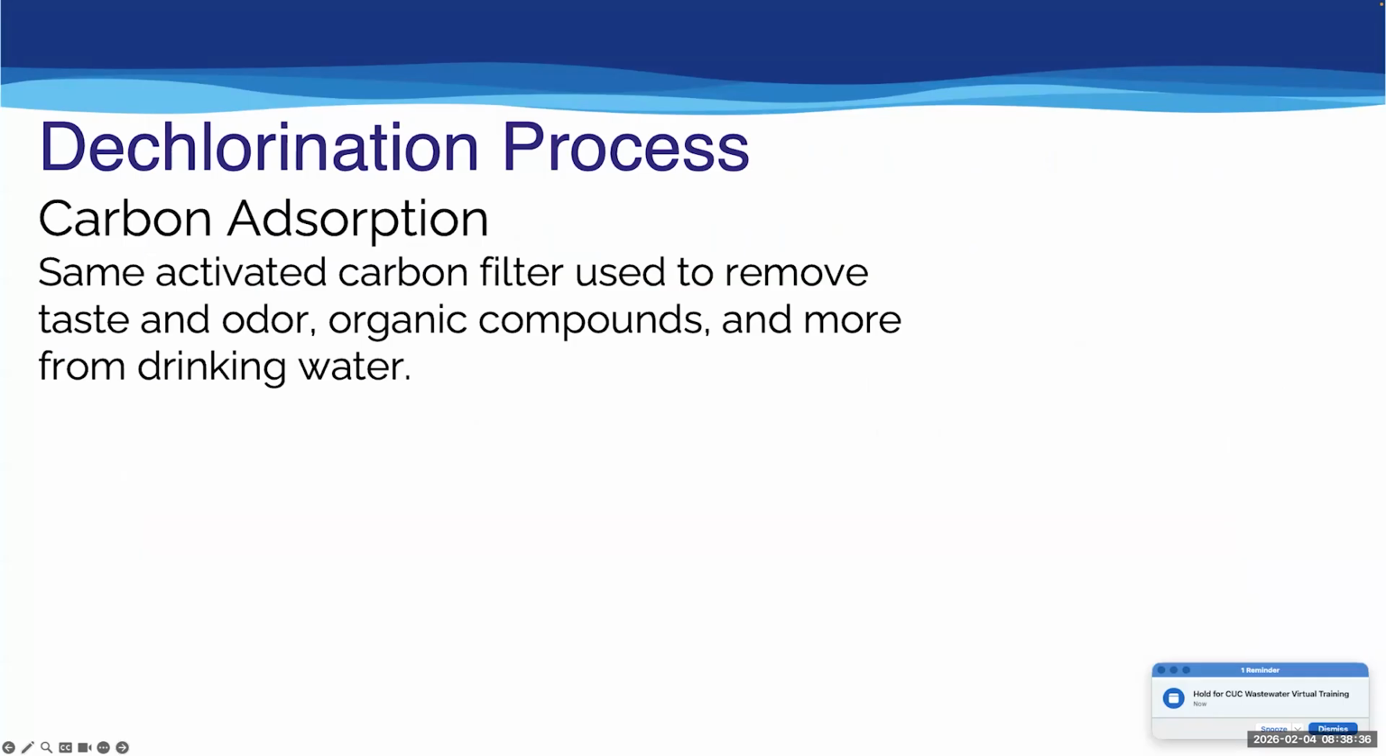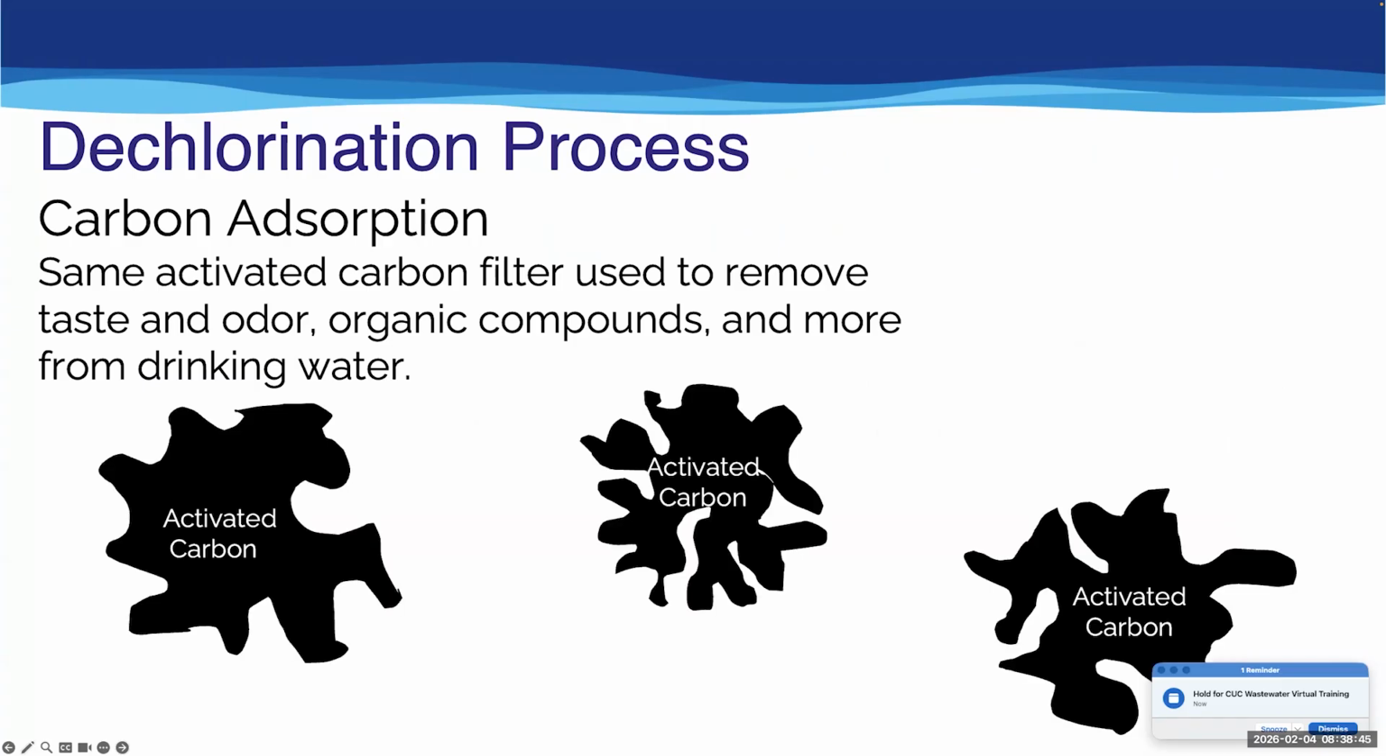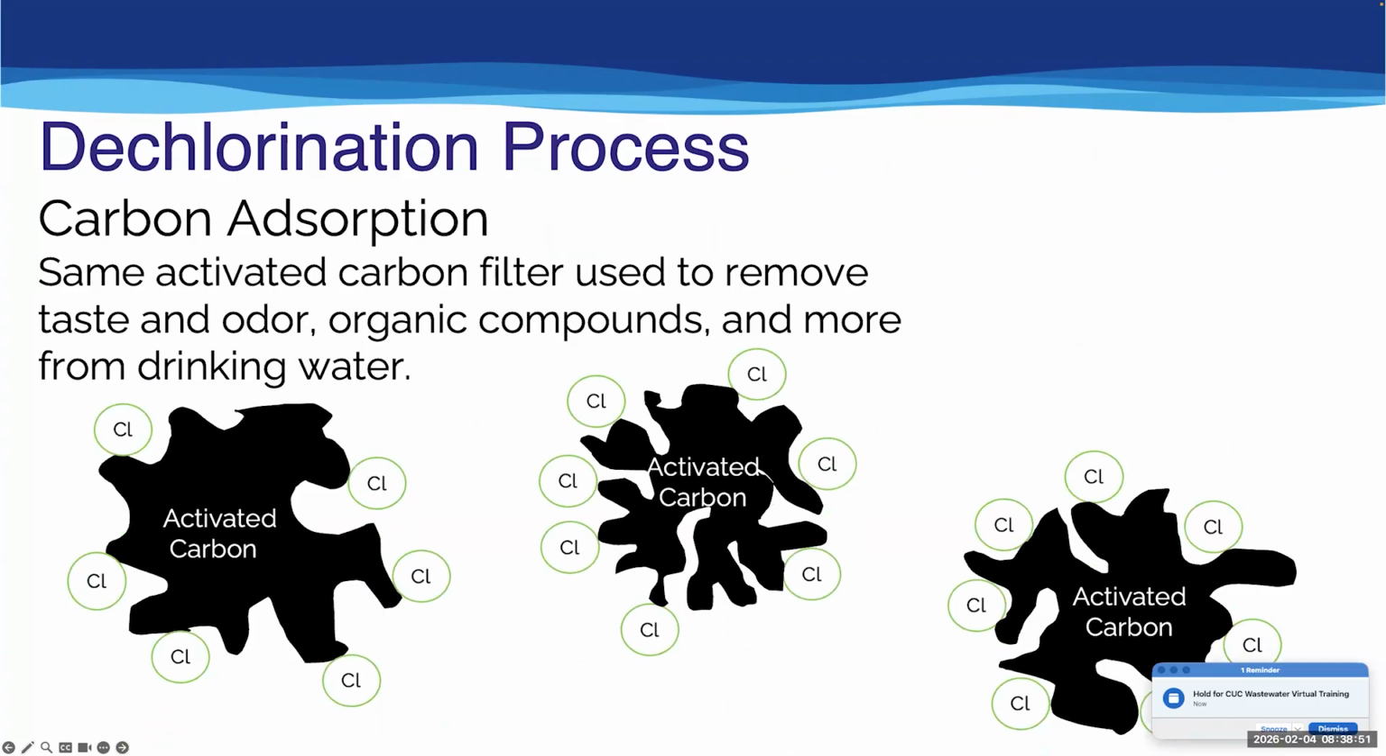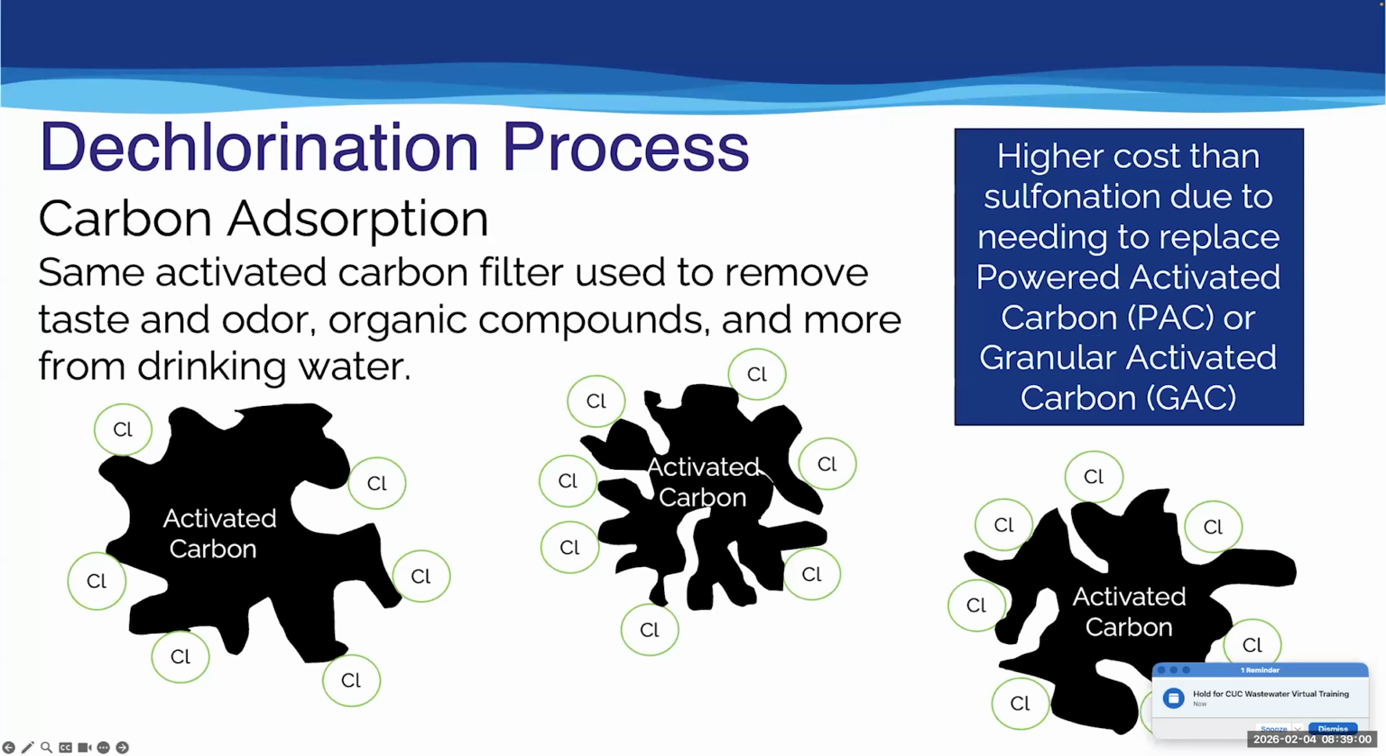And this is the same kind of carbon filter that you use to get odor and organic compounds out of drinking water, similar to what you might have in your refrigerator. Basically it works because activated carbon has lots and lots of voids on it. And the chlorine will attach itself to the activated carbon and pull itself out. There's two different versions, basically: powdered activated carbon and granular activated carbon. These are typically a little more expensive than the sulfonation processes that we talked about in the last couple of slides. But these actually pull that chlorine out of the water entirely.